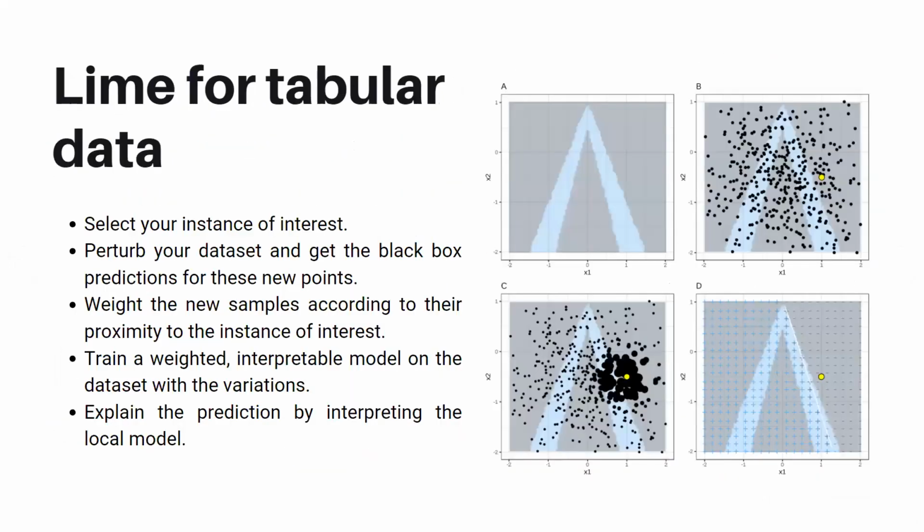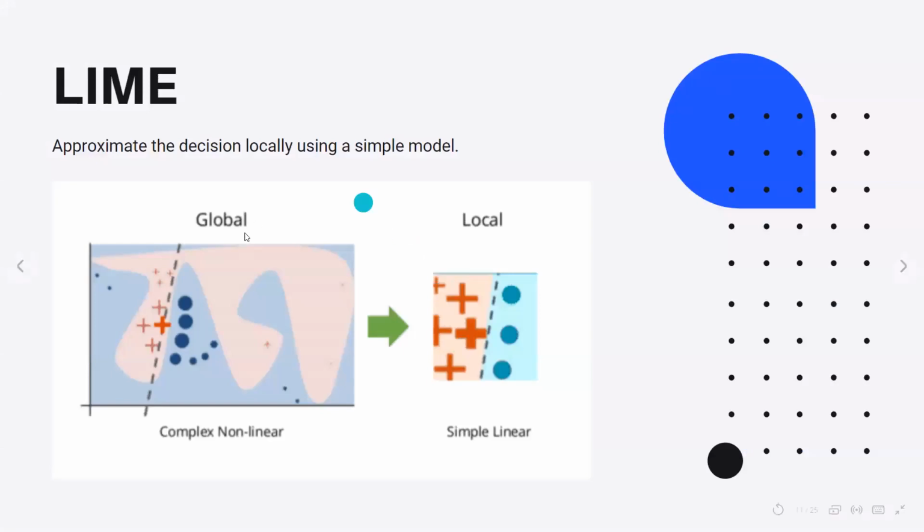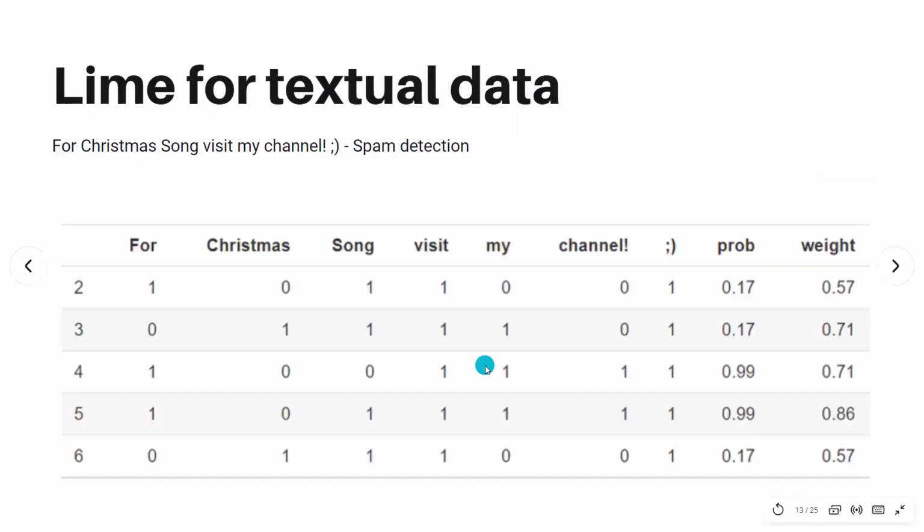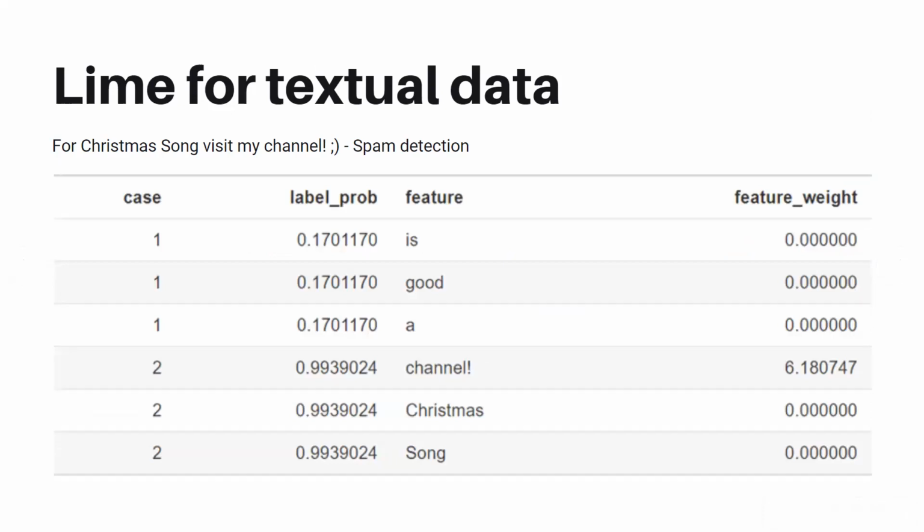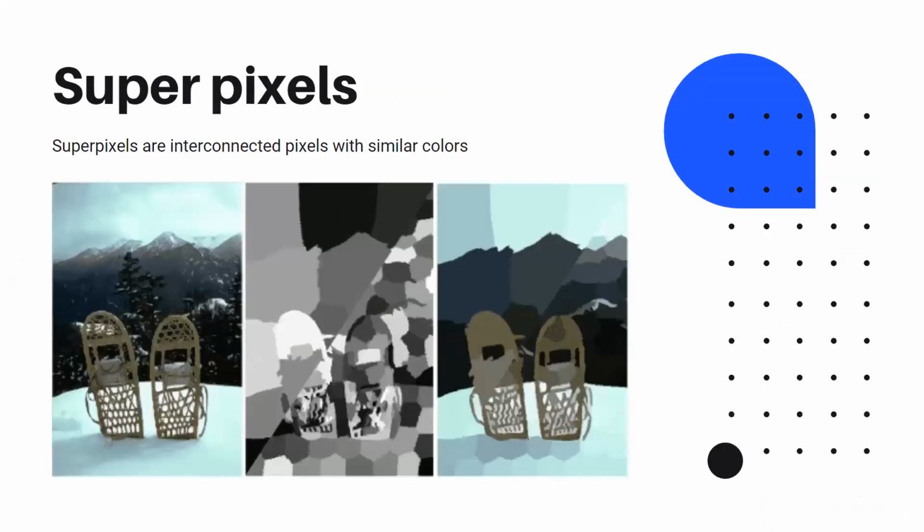So do you now understand how to use LIME, this simple idea, on tabular data and textual data, right? Yes, very nice, beautiful expansion. Before going to the next side of explanation, which is LIME for images, we need to speak about something called superpixels.